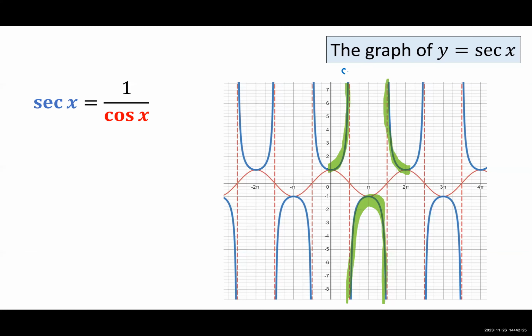Right, so that's the interval 0 to 2 pi, or basically one trip around the unit circle.